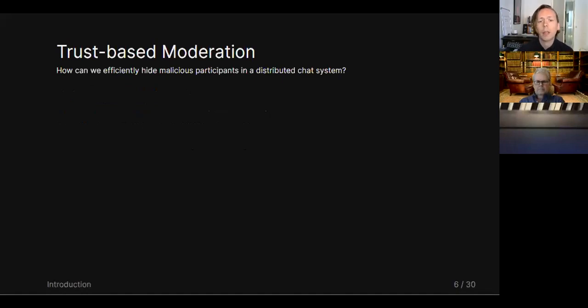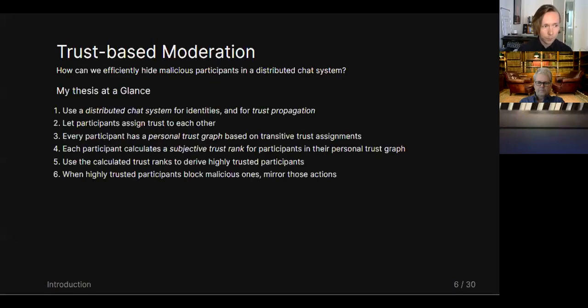So the introduction. Basically, what I've done is I've come up with an effective and trust-based moderation system that works for peer-to-peer chat systems as well as traditional ones. And if you're feeling a bit lost, don't worry, I'll bring everyone up to speed in the next section. The problem statement that I investigated is the question we have here, which is: how can we efficiently hide malicious participants in a distributed chat system?